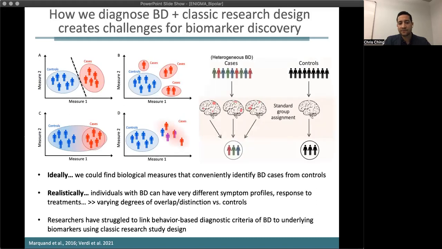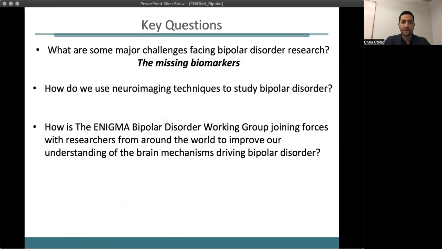And so researchers have really struggled to link the behavior-based diagnostic criteria that we use for bipolar disorder to underlying potential biomarkers using this classic research study design. This has a lot to do with the heterogeneity that we see, differences between individuals with that same bipolar diagnosis.